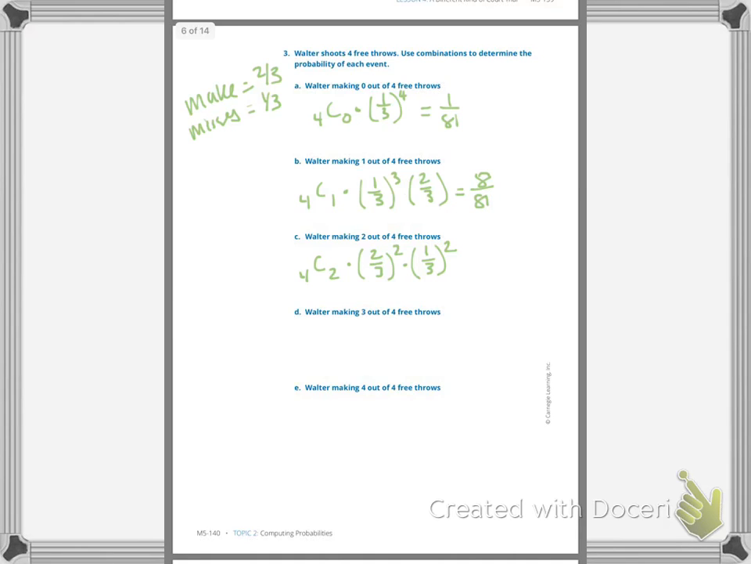Okay, and then my last one here, or do we have 2 more? Yep, so then this one is going to be 4 choose 3. So he made 3 of them, so there's my makes. He missed 1. Then he made all 4, so 4 choose 4. So 2/3 to the 4th.